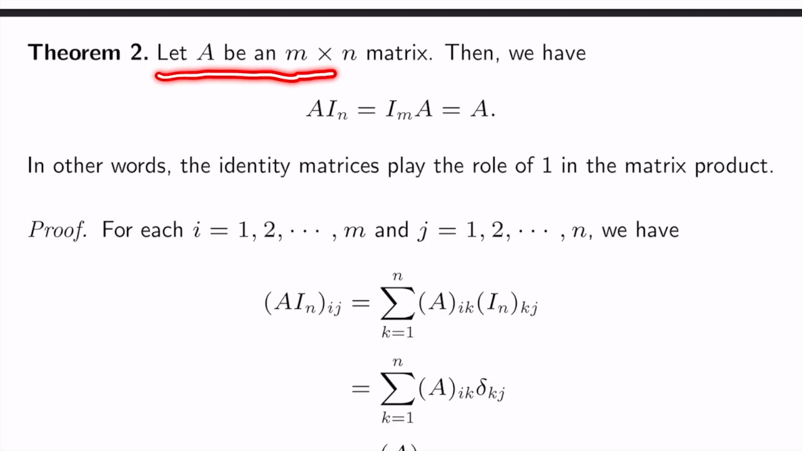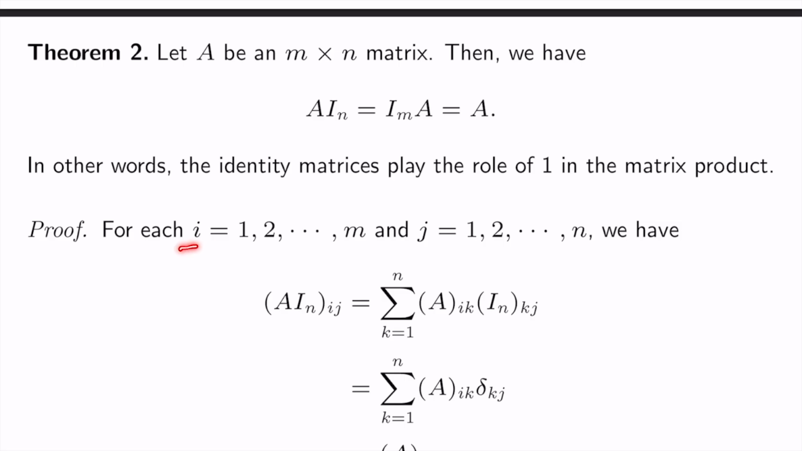Let A be an m by n matrix. Then we have A times In is equal to Im times A, which is equal to A. So In is the identity matrix of order n, and Im is the identity matrix of order m. So multiplying by the identity matrix either from the right or from the left does not change the matrix. So the identity matrices play the role of 1 in the matrix product, just like the ones in other number systems. Okay, let's prove this.